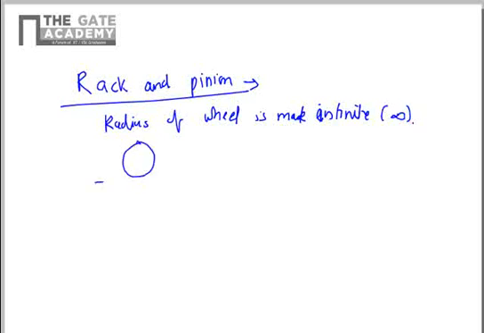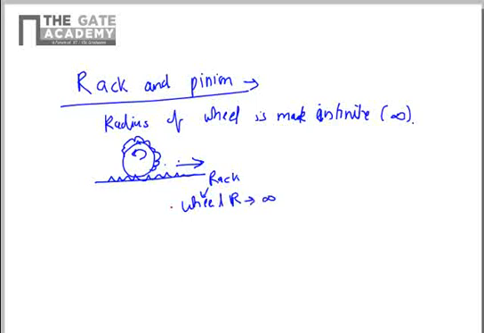There is a gear and there is a rack. The rack has teeth and the gear also has teeth, and the gear is rotating and the rack is moving in a linear fashion. So the gear is rotating like this, and it will move in this direction. This is called the rack, which is nothing but a wheel whose pitch circle radius R, the pitch circle diameter, is made infinity, and this is the pinion.